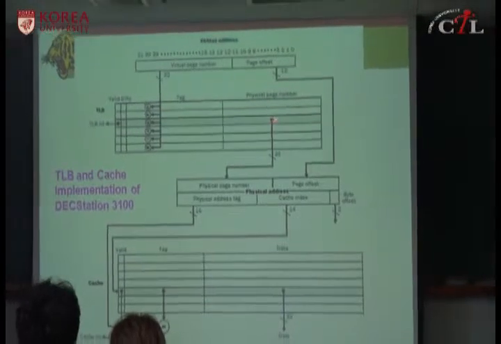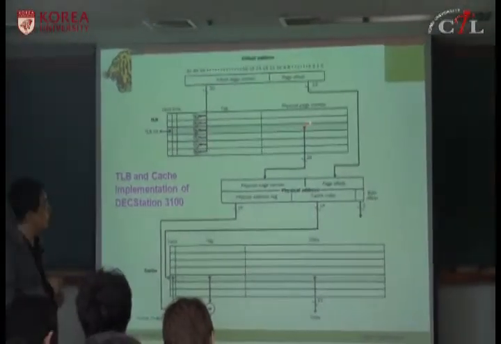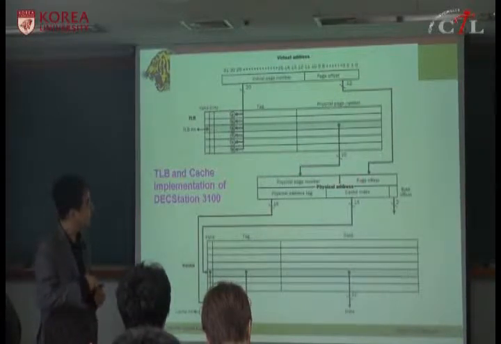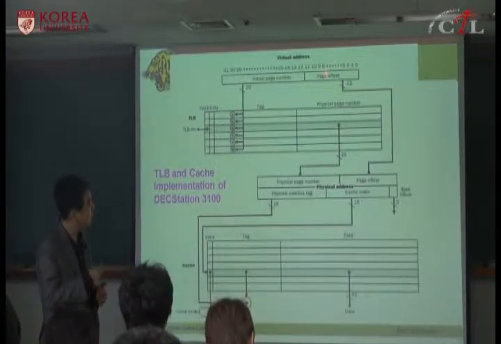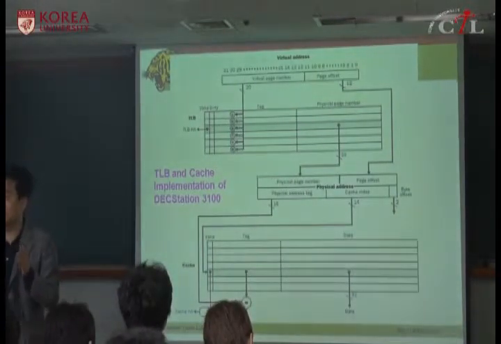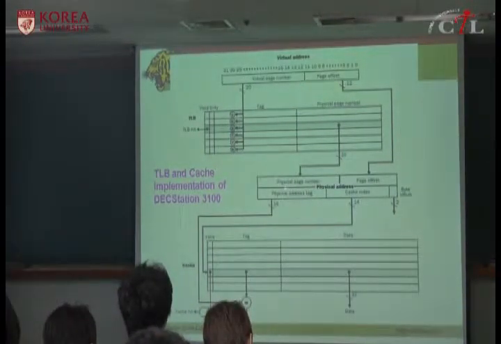Using the physical page number, you can construct the physical address. The page offset should be the same in the physical address, because the page offset is a relative position in the page. So it generates a 32-bit physical address.